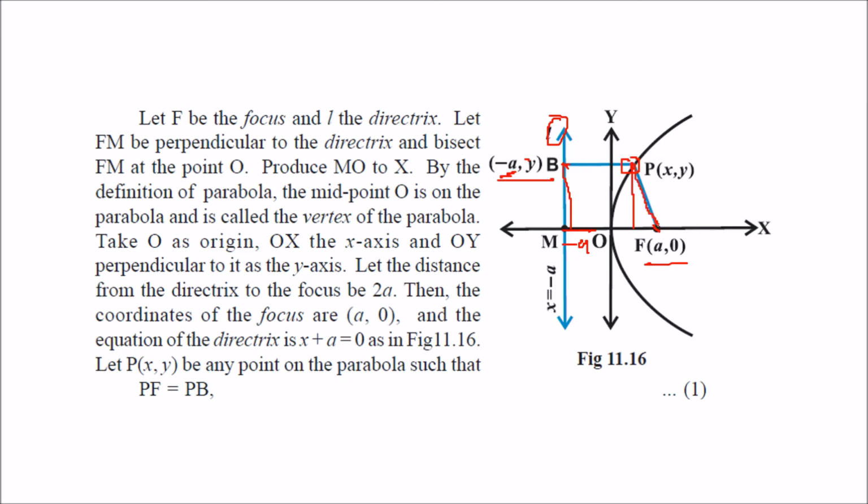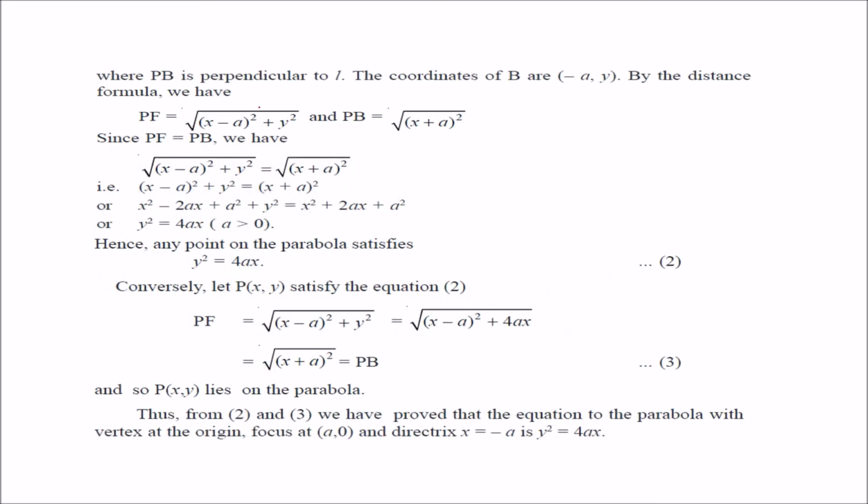Let us take this distance, you know the distance formula, and equate it with the distance to this line. So PF has to be equal to PB. You just have to use the distance formula. PF is this, PB is this. Just equate them, and you'll find the equation. If you rearrange, it will be y square is equal to 4ax. So any point on the parabola is going to satisfy y square is equal to 4ax.